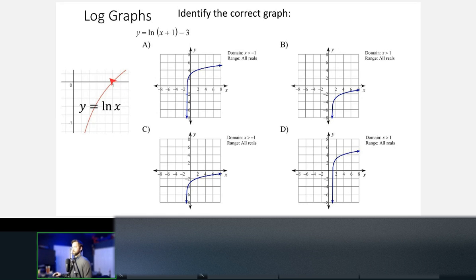So again, we start here, we go left 1 and down 3, and that ends us at 0 comma negative 3. The other graphs do not hit that point. So this one's pretty obvious if you understand your shifting rules and the parent function. So yeah, C is correct. When in doubt, just type it in Desmos.